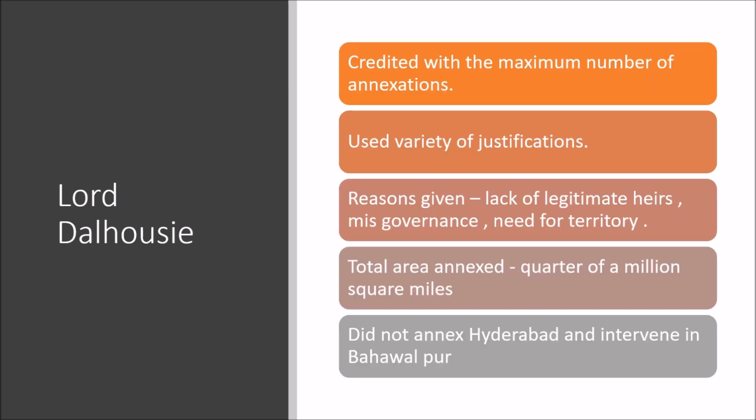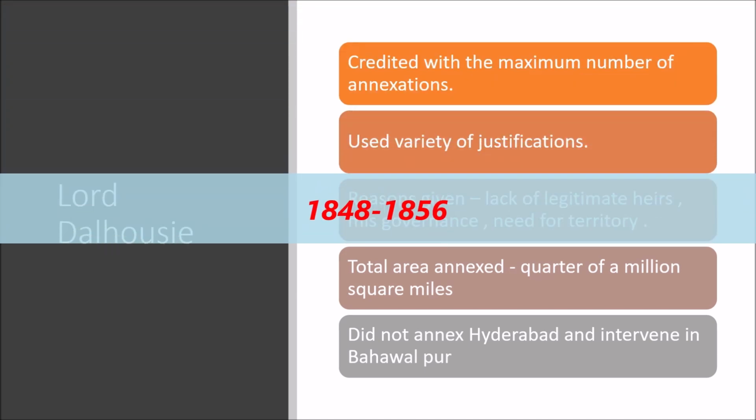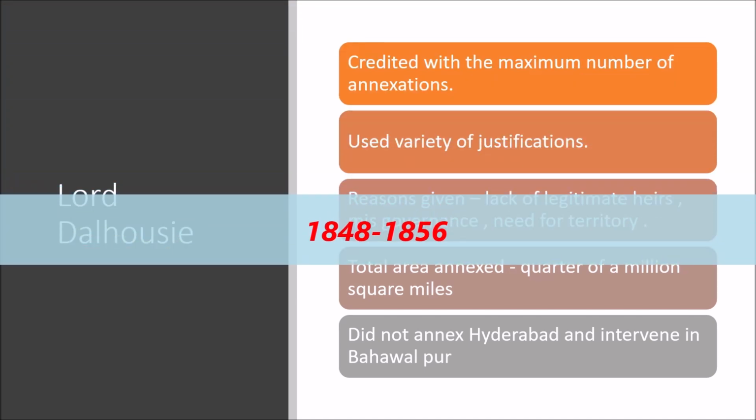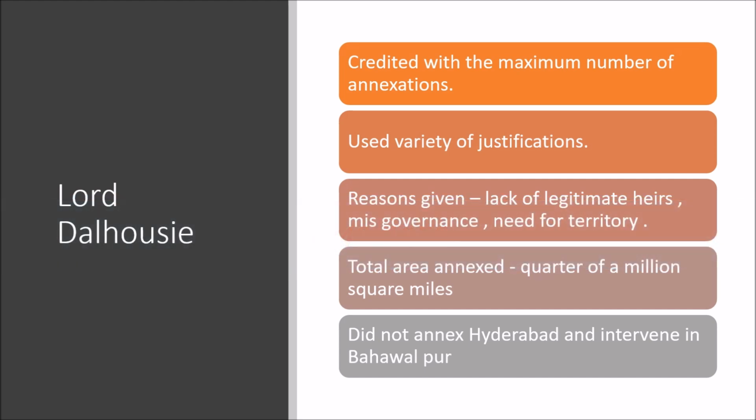So let us now have a look at Lord Dalhousie's policy of annexation. Lord Dalhousie was the Governor General who has been credited with the maximum number of annexations. He was Governor General for almost 8 years, from 1848 to 56, whereafter there was the revolt of 1857. He used a variety of justifications for annexations. Number one, his judgment that a late ruler had lacked a legitimate heir. Number two, that the ruler was misgoverning, or number three, that the company simply needed a particular territory.